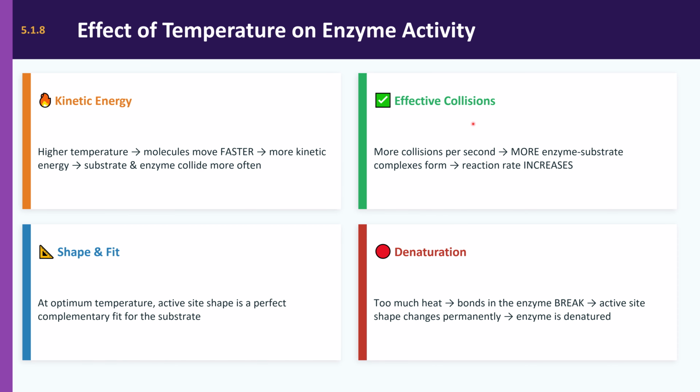Second, effective collisions, the peak. Because of those frequent encounters, we get more effective collisions. These lead to more enzyme-substrate complexes forming every second, which causes the overall reaction rate to increase. This continues until we reach the optimum temperature, the perfect Goldilocks zone where the active site is at its most effective complementary fit. More collisions per second, more enzyme-substrate complexes form, reaction rate increases.